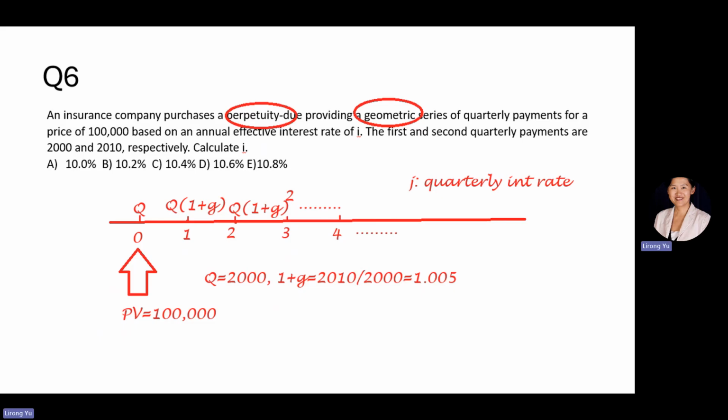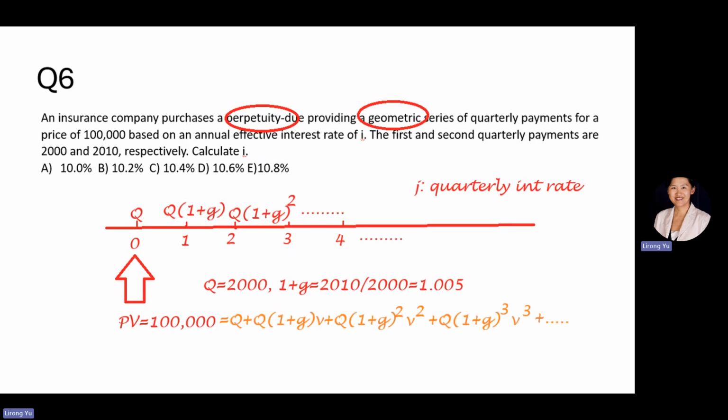Right, so with that in mind, we want to find their total present value. According to the question, the total present value is 100,000, and it should equal the present value of all the future cash flow. So you have to discount every single cash flow back to time 0. So here we are. At time 0, the payment is still Q, but at time 1 there's Q times 1 plus J. You have to discount it, so times V. At time 2, you have Q times 1 plus J squared, and you have to discount it with V squared.